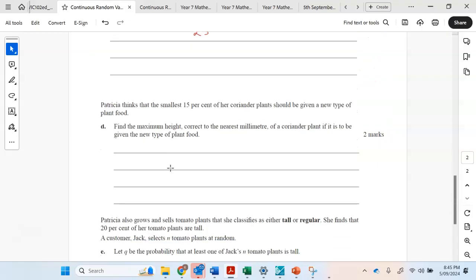All right, Patricia thinks that the smallest 15% of her coriander plants could be given a new type of plant food. Find the maximum height correct to the nearest millimeter. Ooh, tricky. So it's measured in centimeters. It's a bit unfair that they're changing the units. I kind of think if you wrote your answer in centimeters and you stated they were centimeters, you shouldn't be marked incorrect, but that's my own opinion. All right, so find the maximum height correct to the nearest millimeter of a coriander plant if it is to be given the new plant food.